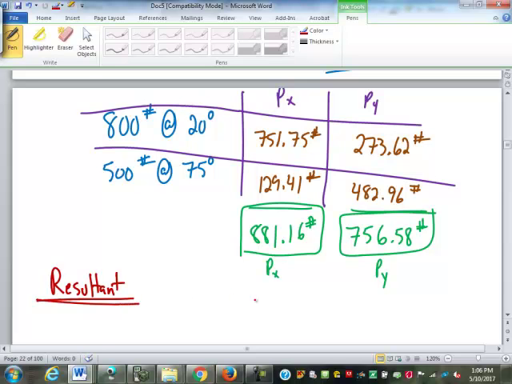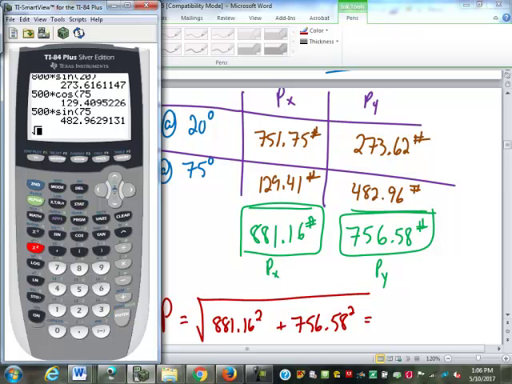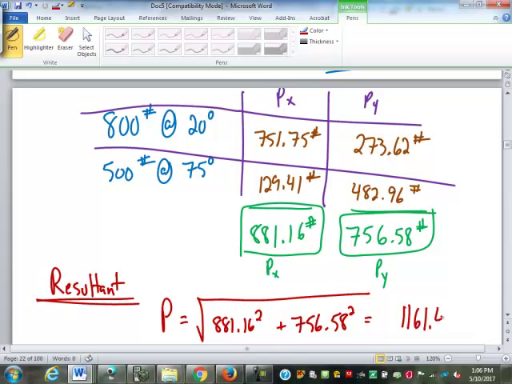So the resultant is just what I get after I add the two vectors. My p is the square root of 881.16 squared plus 756.58 squared, which is 1161.40. So that's the magnitude of the resultant.